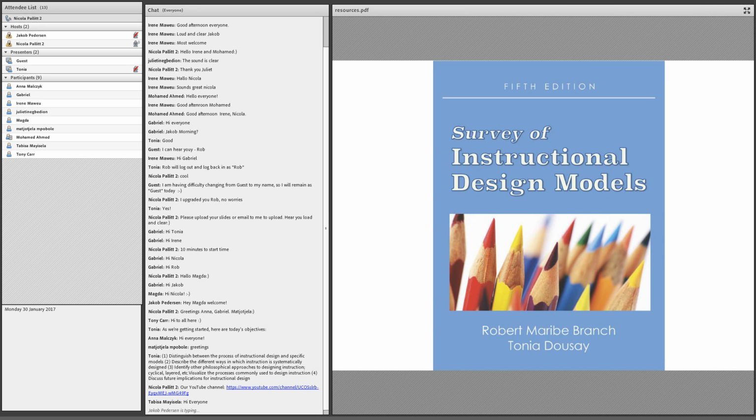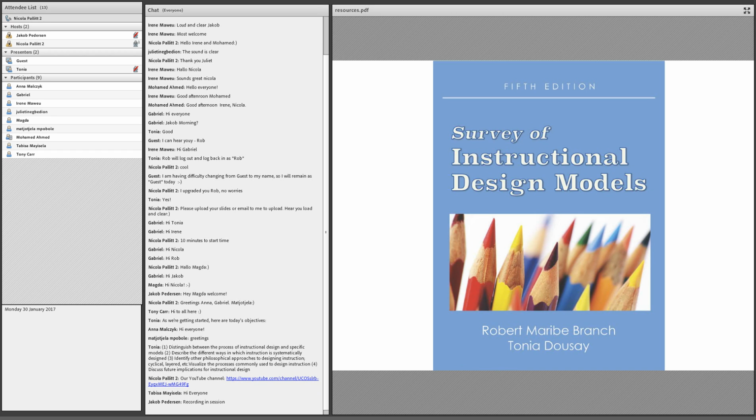Today we are delighted to be joined by Rob Branch and Dr. Tanya Desai, and I'll introduce them shortly, just firstly to tell you a bit more about the session. So today we're looking at a survey of instructional design models, and Tanya and Rob will discuss various approaches to instructional design and how to decide on appropriate methods.